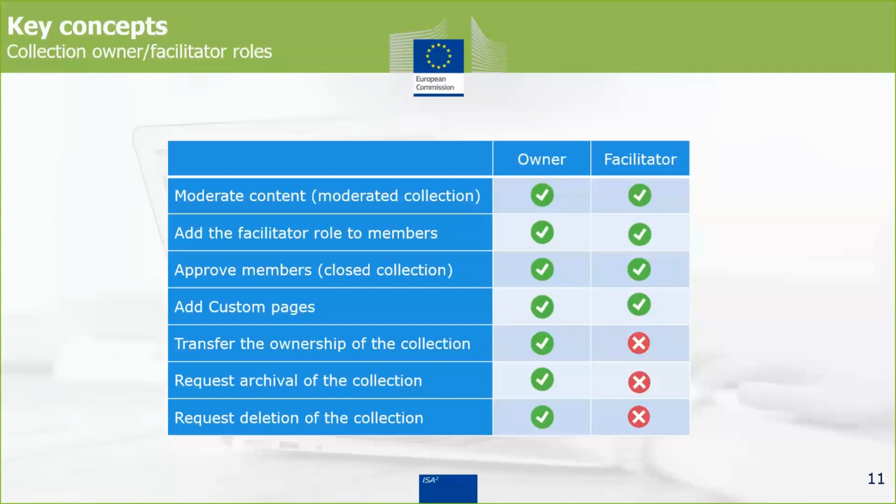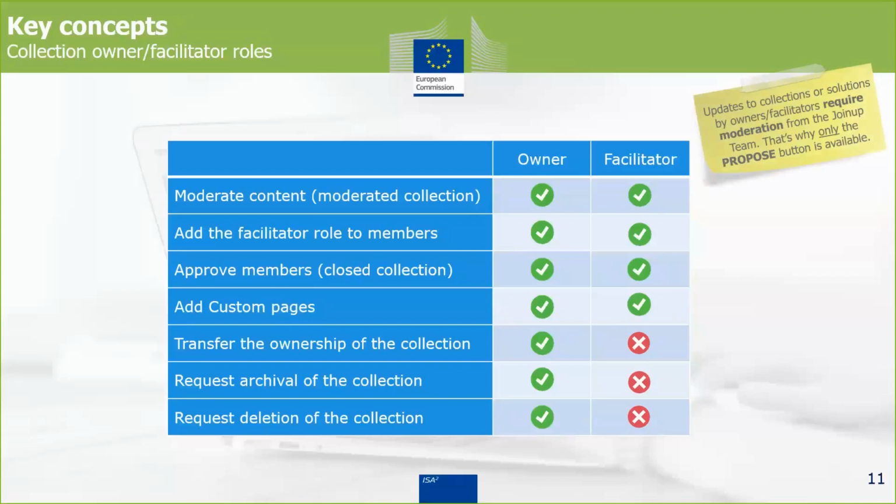Another, I think this is the last slide for the key concepts. A lot of people have asked users of Joinup, what is the difference between an owner and a facilitator? In this case, you can see that we have just three differences here. Mainly, a facilitator cannot transfer the ownership of the collection to another user, cannot request archival of the collection, and cannot request deletion of the collection. Other than that, the facilitator has the same abilities as the owner. So this should clarify those questions that were in the past and currently are being asked by users, because they don't have such a matrix somewhere to advise them. So facilitators shouldn't worry. They mainly have the same abilities as an owner.